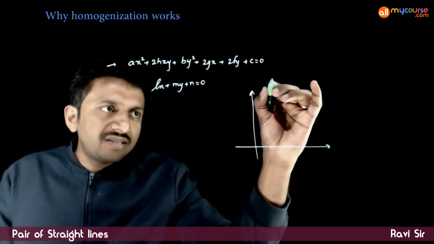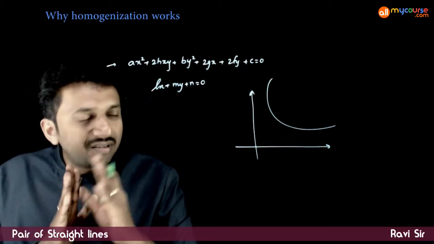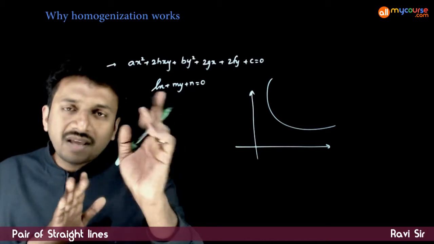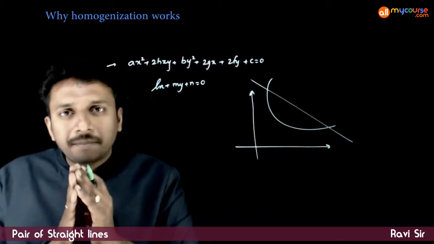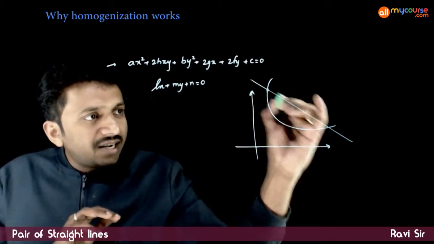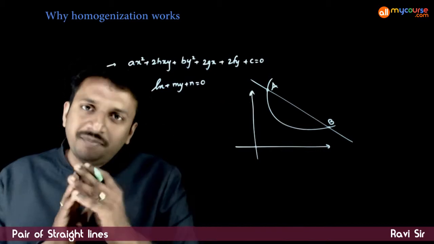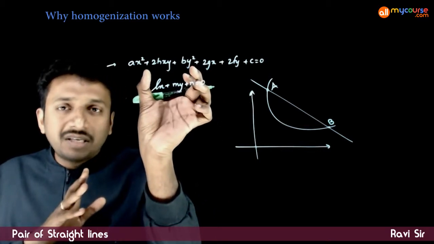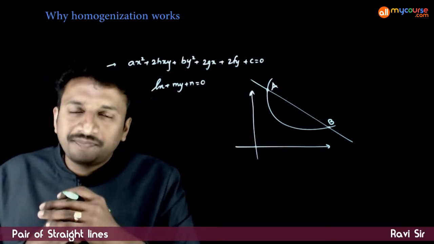Suppose that you have some curve which looks like this. It can be any curve. Suppose that this curve looks like this. And you have a line lx plus my plus n is equal to 0. Now these are intersecting at 2 points A and B. Obviously, if you take the point of intersection of a quadratic with linear, you get 2 points of intersection.